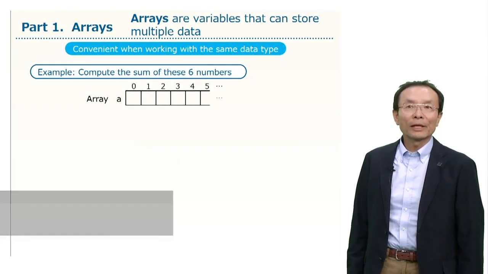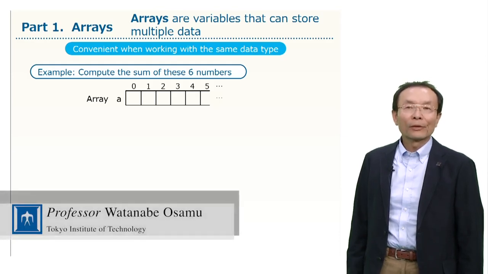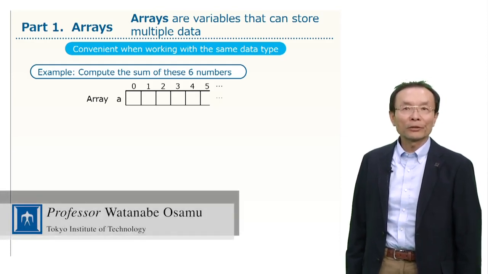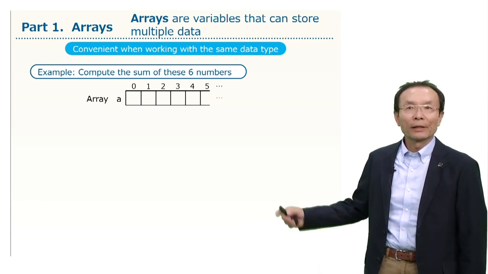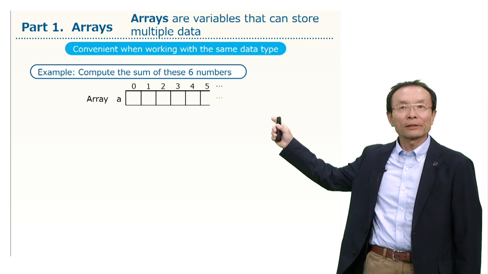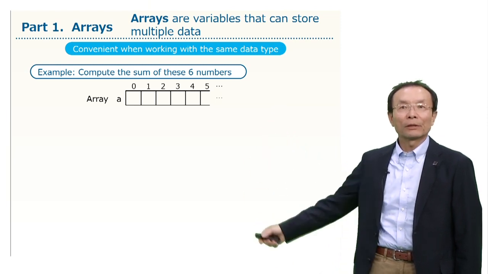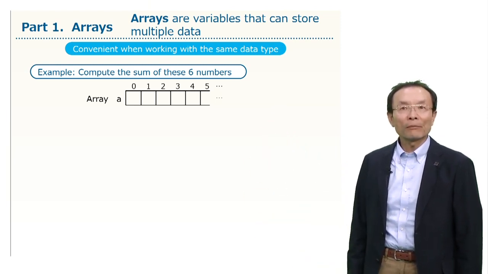Let's look more closely at ways to use arrays. For example, let's perform a calculation to compute a sum. Numbers are kept in the array. In this case, the array has 6 numbers. Let's figure out a program to find the sum of these 6 numbers.